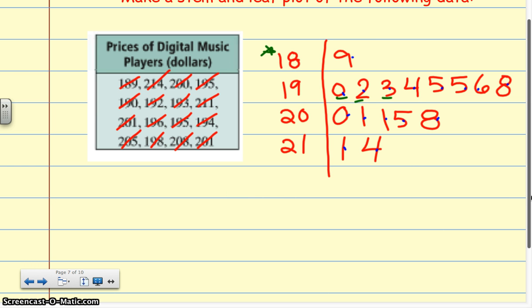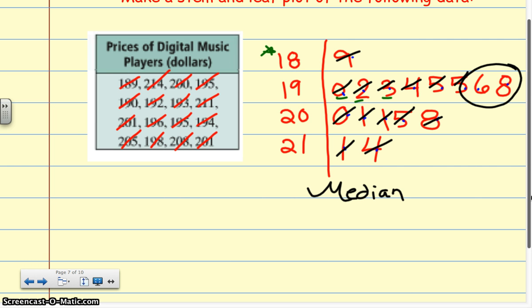To find the median, which is a little easier, you cross out the smallest and the biggest. Smallest and biggest, smallest and biggest, smallest, next biggest, and so on. I'm left with 2, so my median would be right in between the 6 and 8, which is 7, and then we look at our stem, which is 19. So the median of this data set is 197. Stem and leaf is actually a very effective way to find median and mode.